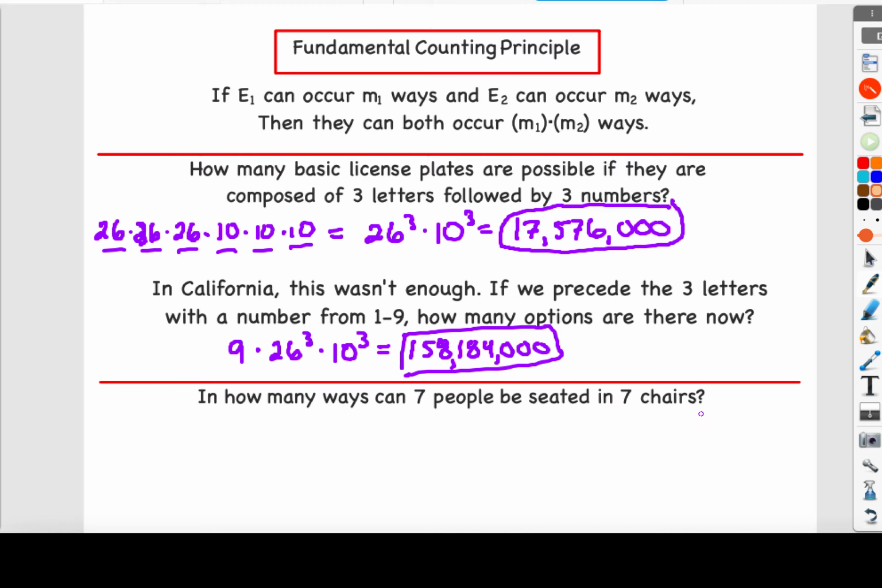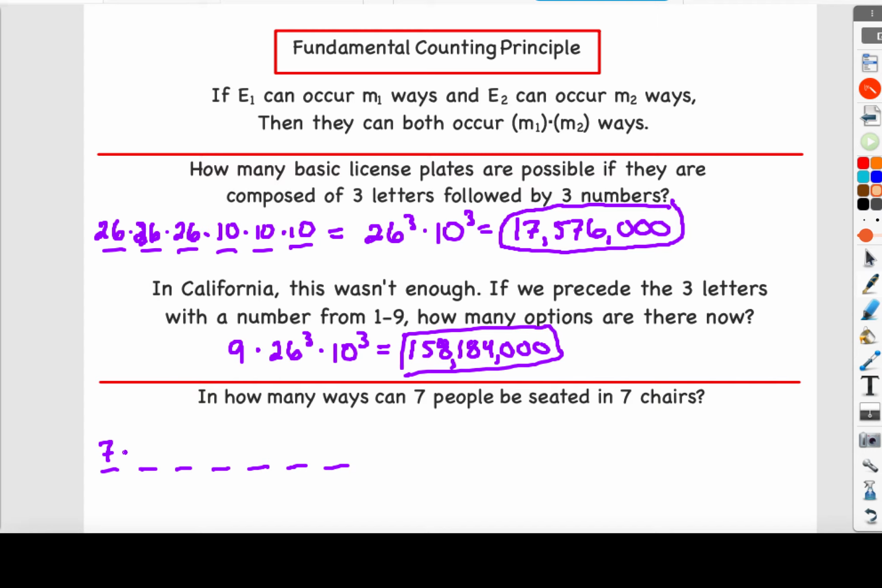Well, here's a slightly different question. Remember, in the license plate, it didn't really matter if we repeated any numbers or repeated any letters. But down here at the bottom, what if we have 7 people and we want to sit them in 7 chairs? 1, 2, 3, 4, 5, 6, 7. Well, any one of the 7 people can sit in the first chair. So I'd say we have 7 options of people who can sit in the first chair.